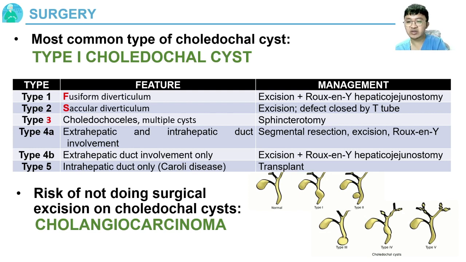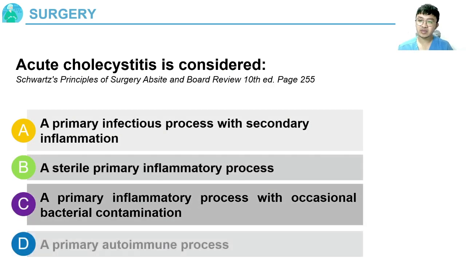So what's the risk of not doing surgery in patients with choledochal cyst? You run the risk of having cholangiocarcinoma. Because again, choledochal cysts are sites of irritation. If there's irritation, over time there's going to be metaplasia, then dysplasia, then cancer. So choledochal cysts run the risk of giving the patient cholangiocarcinoma if not removed.